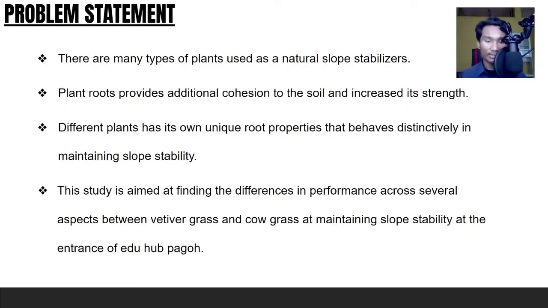Hi, and Assalamualaikum. My name is Mifdhal Zahir and now I will be presenting the problem statement for our project. There are many types of plants used as natural slope stabilizers. Plant roots provide additional cohesion to the soil and increase its strength. Different plants have their own unique root properties that behave distinctively in maintaining slope stability. Our goal is to find the differences in performance across several aspects between vetiver grass and cowgrass, the two most common grasses found on the slope at the entrance of Pagoh, and compare them to the unrooted slope.